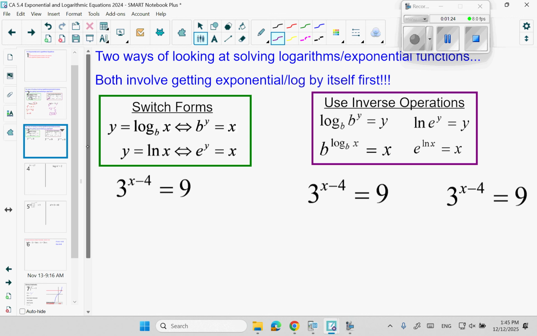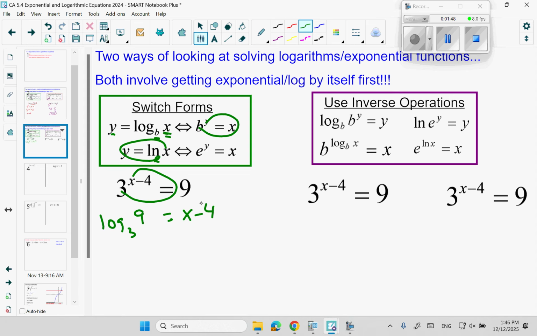Okay. Now, that same logic applies in reverse. I can, of course, recognize that this can be spiraled the other way, where log base b of x equals y. And same thing with natural log, I would just be using an e instead. So here I could spiral this. So log base 3 of 9 equals x minus 4.